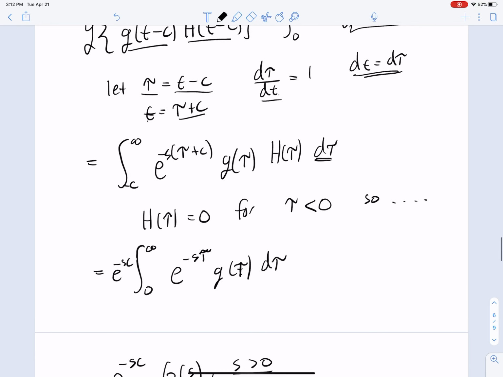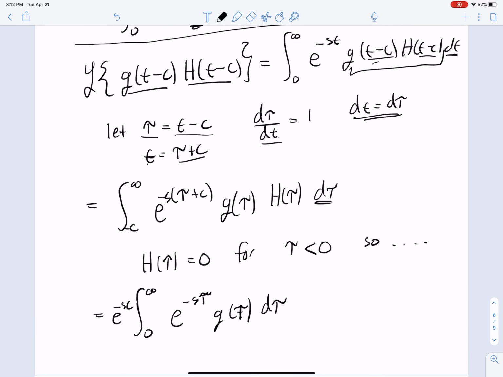All right, and then I need to change the bounds. So these are in terms of t. So in terms of tau, I subtract c from that. So 0 minus c gives me negative c. Infinity minus c is still infinity. So that bound doesn't need to be updated.